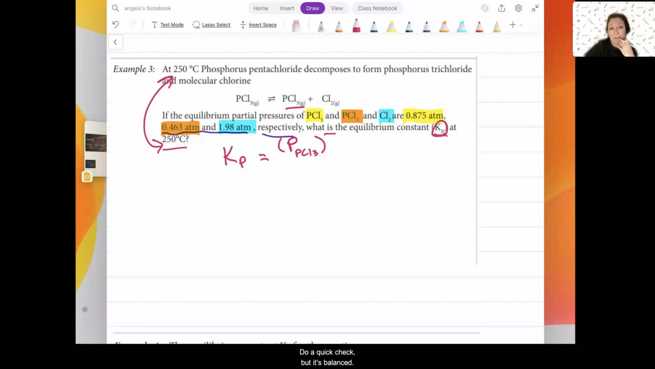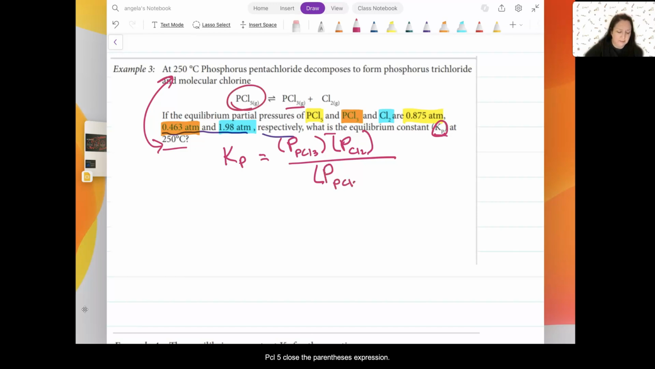Do a quick check that it's balanced. So its exponent is a 1. Open the parentheses, big P, Cl2. Exponent's also a 1. Divided by the reactants, which is big P, PCl5, close parentheses. Expression. Now, let's plug in and do the math.